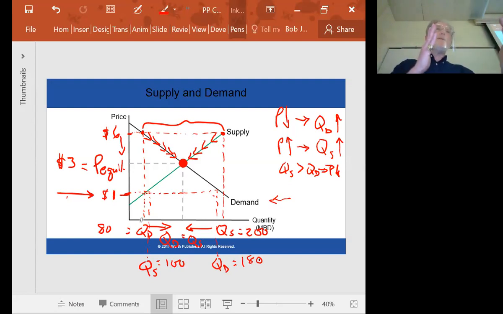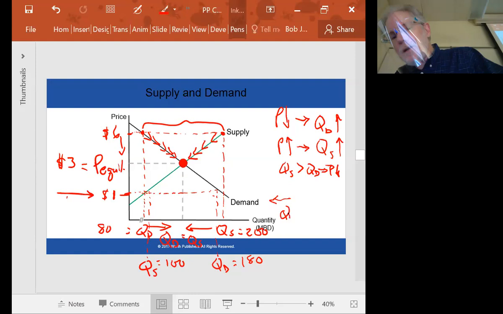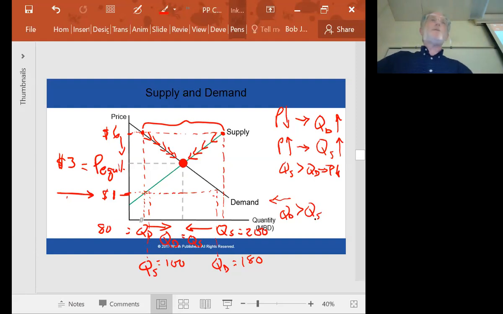Is this the same situation we had before? We've got an imbalance, but it's not the same. It's flipped. Right? Before, producers were producing more than consumers wanted to buy. Now, quantity demanded is greater than quantity supplied. That's a shortage or excess demand. And think about what that means.